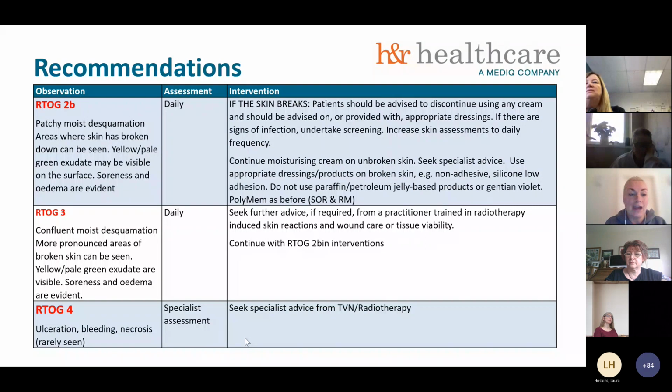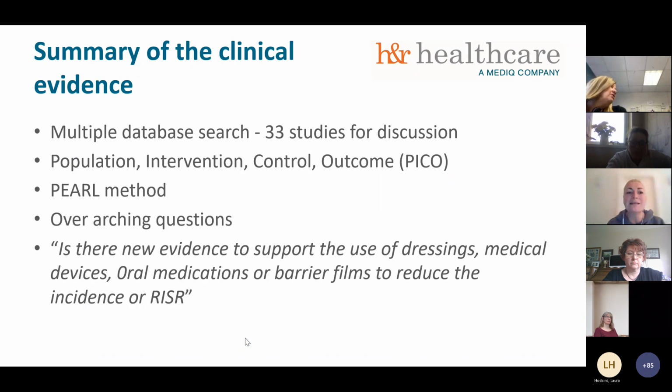RTOG 4 is very rarely seen. I don't think I ever saw anyone with an RTOG 4 when I worked at the Christie, but obviously from your observation, ulceration, bleeding, necrotic tissue is very, very significant in terms of skin healing and outcomes. And obviously with your RTOG 3 and 4, definitely 4 was where your treatment would stop. So let's have a look at the evidence.